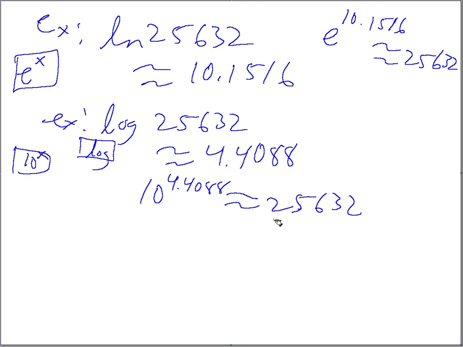It should give me approximately 25,632. So first of all, what do these numbers give us? These are exponents. Remember, the 10.1516 and the 4.4088 are exponents. This is saying that we have to take e to the 10.1516 to get 25,632. This is saying we have to take 10 to the 4.4088 to get 25,632. It depends on the base. So your calculator understands two different bases, base e and base 10. Let's talk about other bases.